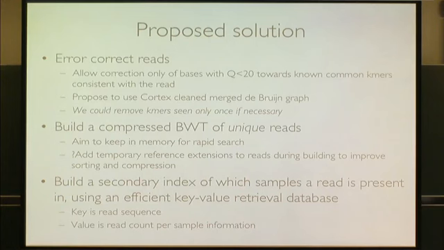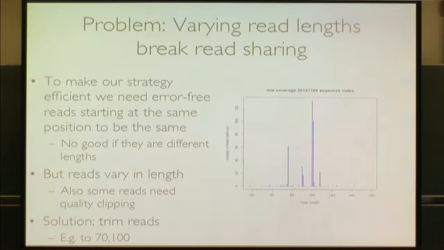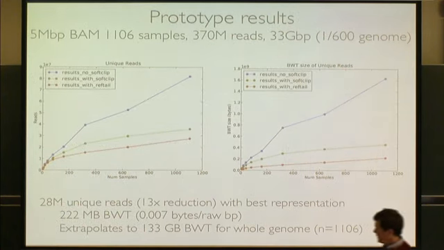We have to do some things because reads vary in length, and we're assuming that we basically clip them to 2 standard sizes, and we quality clip them a bit. So here's a pilot on 1,000 samples on 5 megabases of aligned data. But we just forget about the alignment. We take a region of chromosome 20. So there's 370 million reads, 33 gigabases. It's 1/600th of the genome.